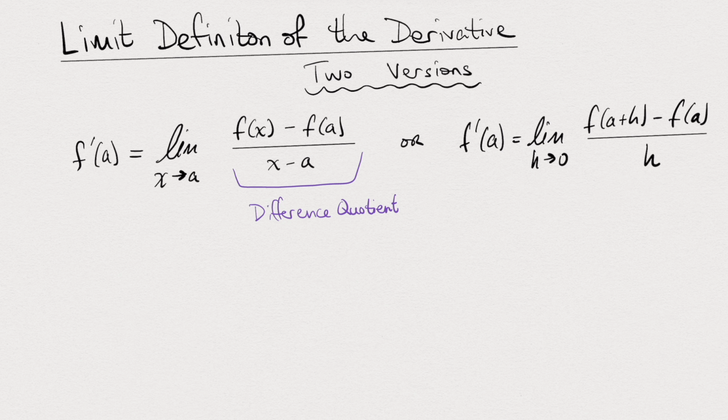And alternatively, we could use the definition f prime of a is equal to the limit as h goes to 0 of f of a plus h minus f of a over h over here. And again, that is another version of the difference quotient you may have seen in a previous class.